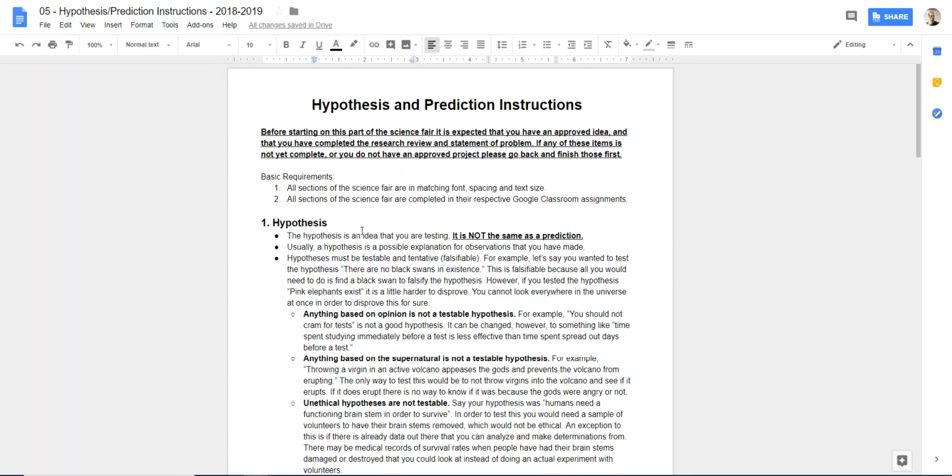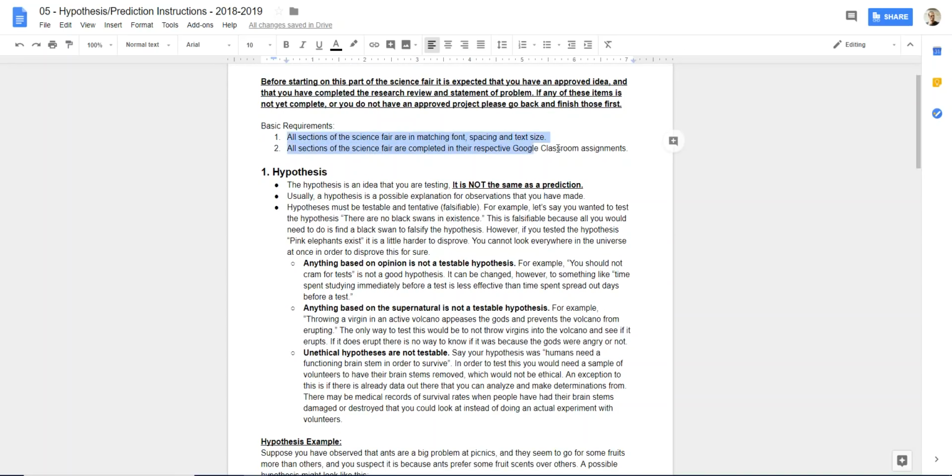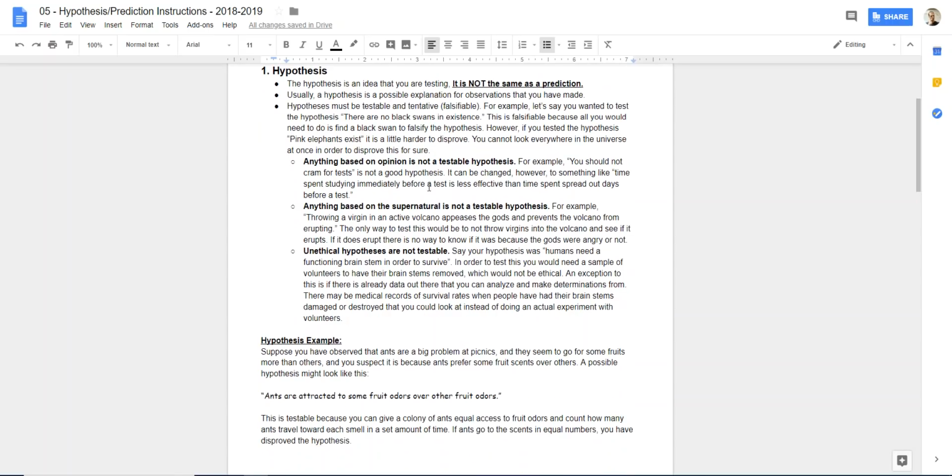The first thing that you should know is that so far all of your sections should have the same kind of format, spacing and text size as your other sections. So if you need to go back and check on your research review and SOP and make sure that everything is matching, that would not be a bad idea. All right, let's get into the details.